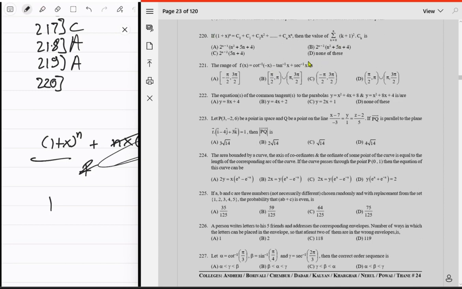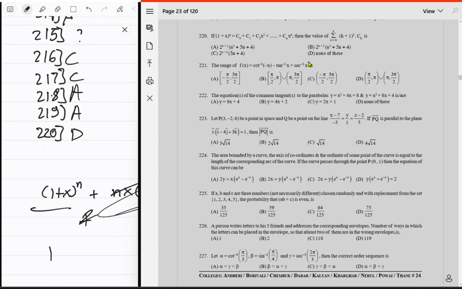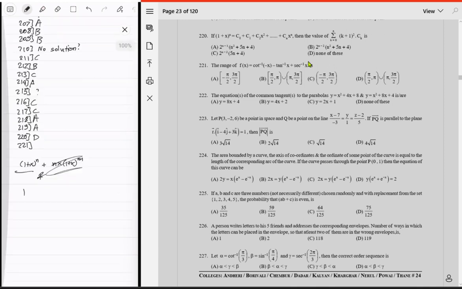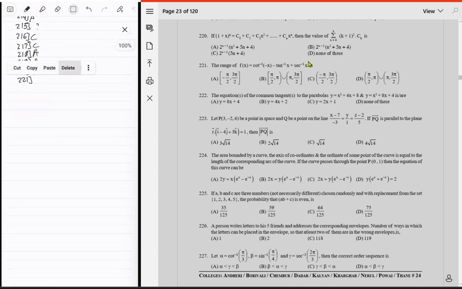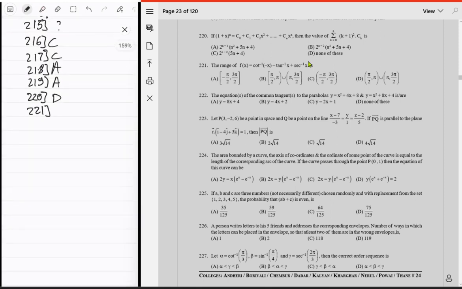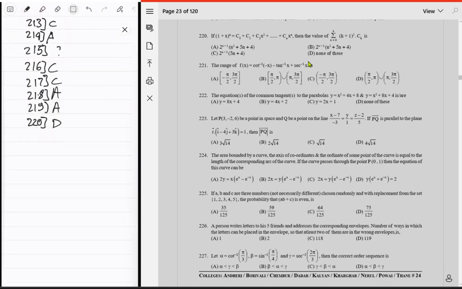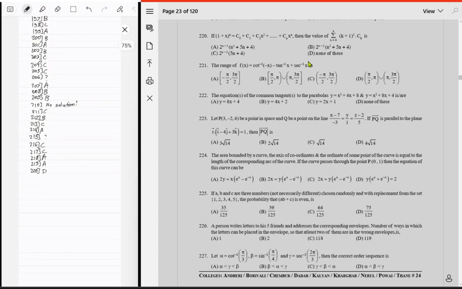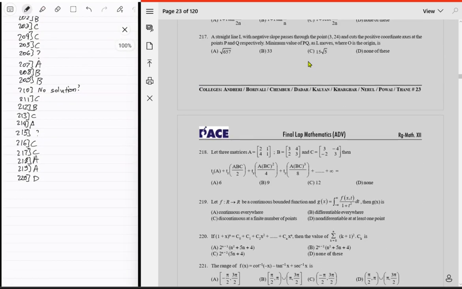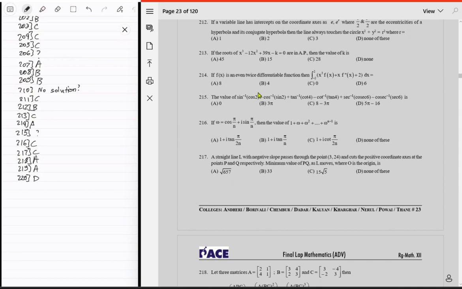So the answer to 220 is D, none of these. 21. Oh, I don't want to do 221 because I only had to do up to 220. Okay, so this is it. Let's try 215 this time, because maybe there's some better way.